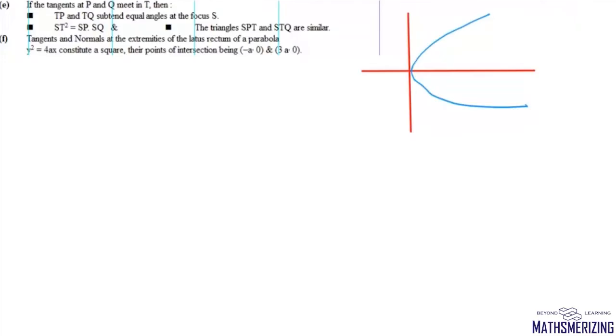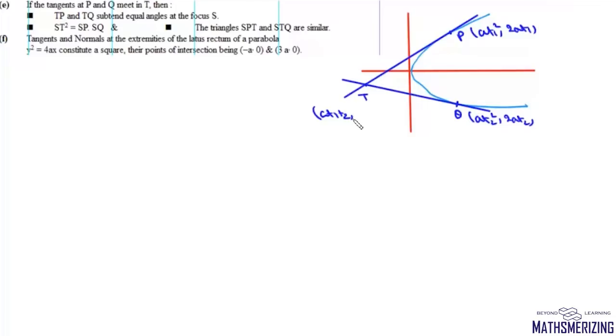Now on this parabola, we have a point P at which we'll draw a tangent, and we'll draw a tangent at another point Q. Suppose this point is P and this point is Q. Let P be (at1², 2at1) and Q be (at2², 2at2), and they intersect at point T, and we know that this point is (at1t2, a(t1+t2)).